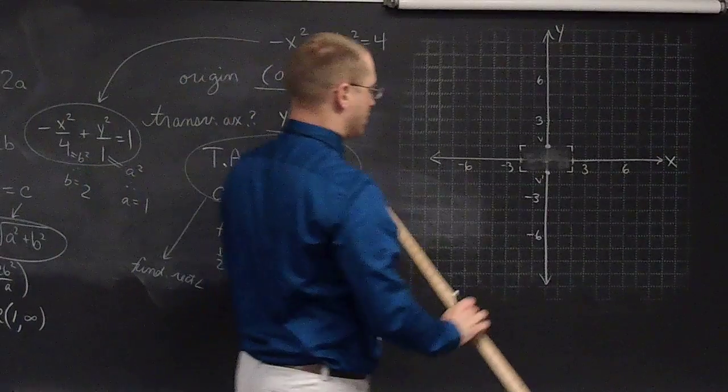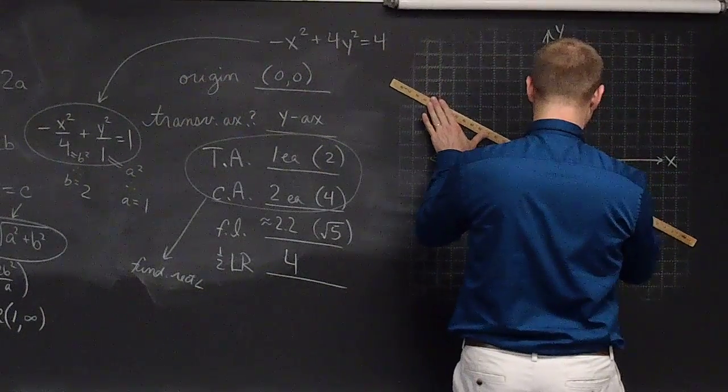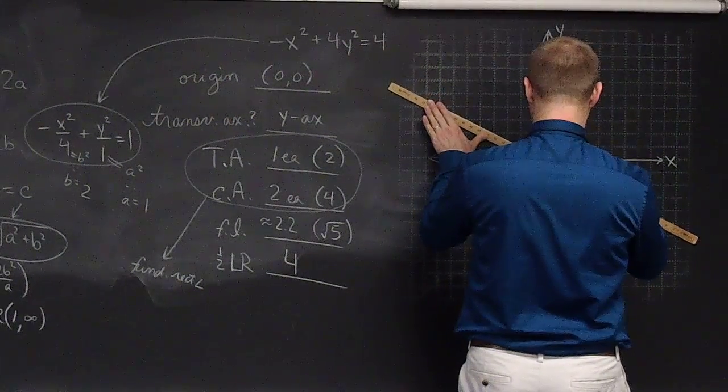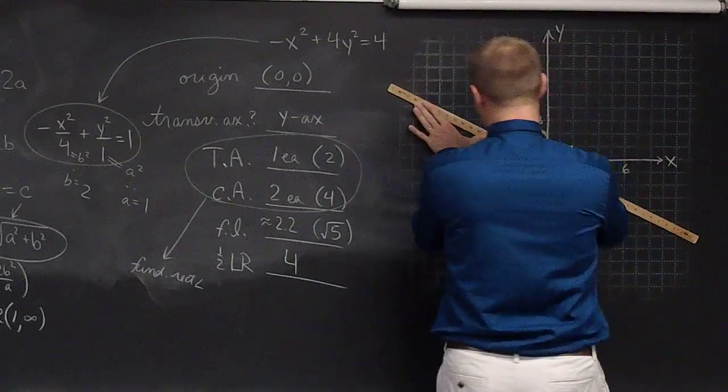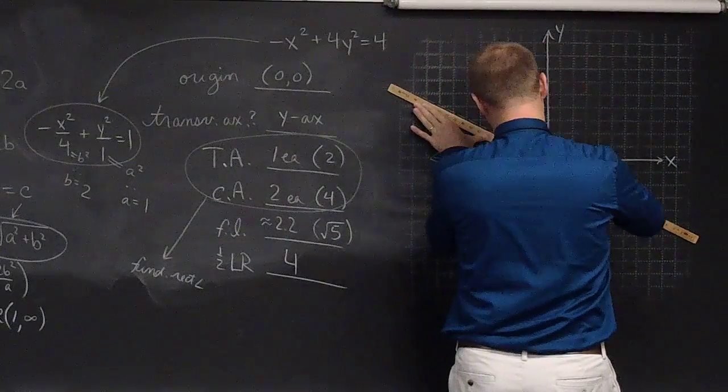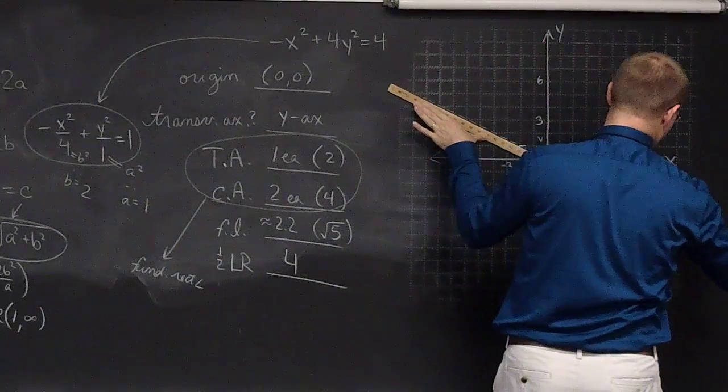So take out a straight edge and connect the dots to get the asymptotes.